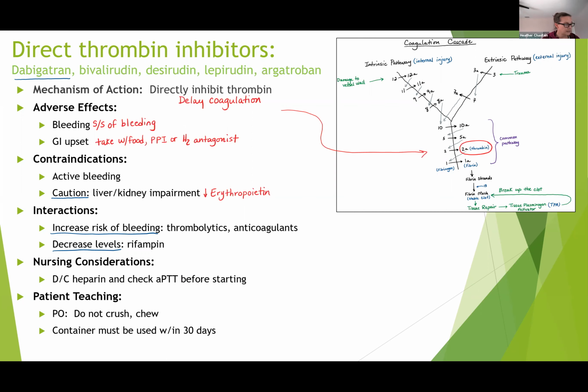Nursing considerations, you want to DC heparin and check a PTT before starting it, because heparin will also inactivate thrombin. Remember, 2A is one of the ones that inactivates. So we always want to make sure that heparin's out. We're not having two things doing the same thing. With patient teaching, want to make sure when they're given PO, you don't want to crush it or chew it. And the container must be used within 30 days. They have to throw away the rest of it if for whatever reason they have extra left over.